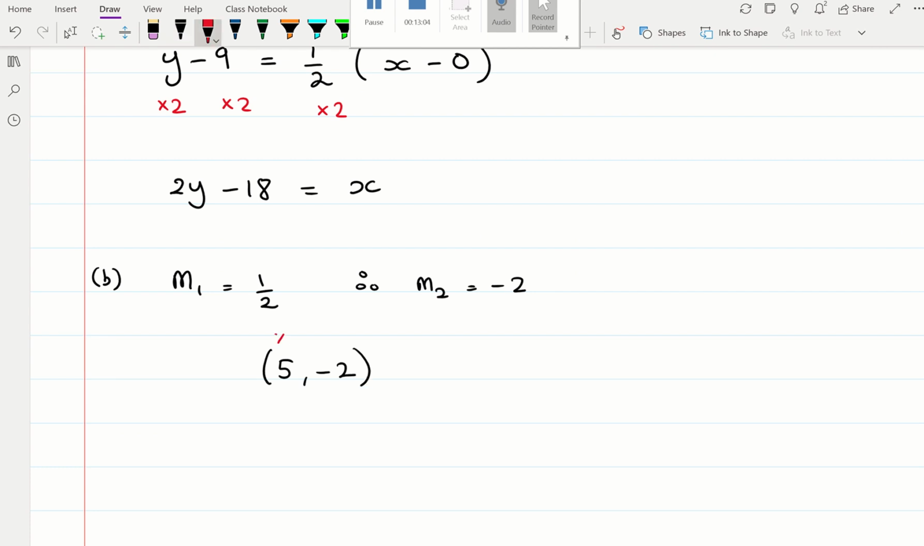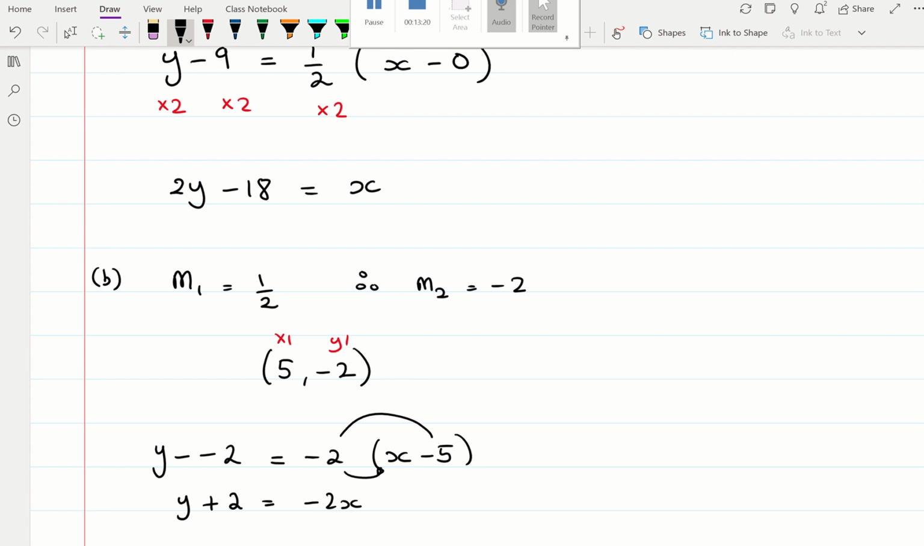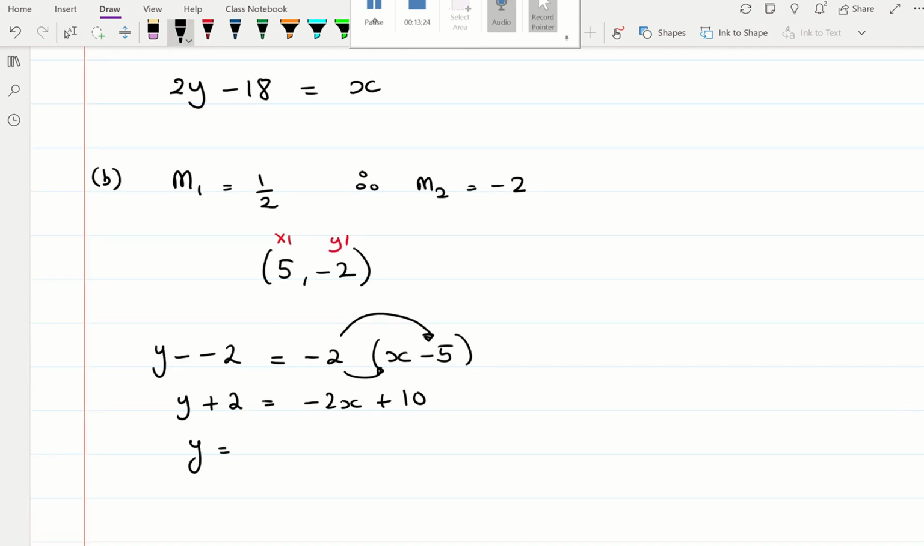So I have x1, y1. Y minus y1, which is negative 2, equals negative 2(x minus 5). So that's y plus 2 equals negative 2x and a positive 10. So y equals negative 2x, and I'm going to take away the 2, so plus 8. So that's L2, and that's L1.